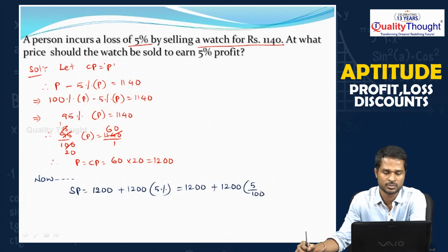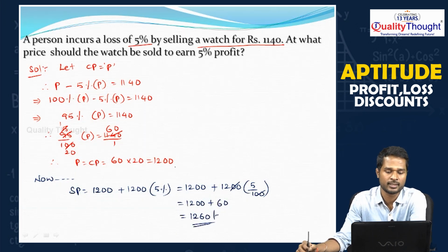So, cancel the zeros. So, it is 1200 plus 12 5s is 60. So, it is 1260. So, if he wants to get 5% profit, he needs to sell it for 1260 rupees. So, this is how we can do it. First calculate the cost price, then apply 5% profit on it to get the selling price.